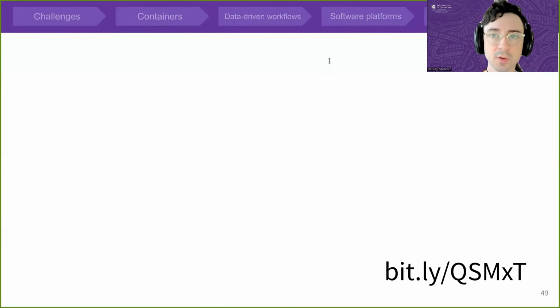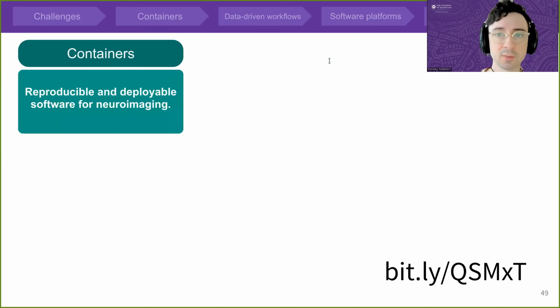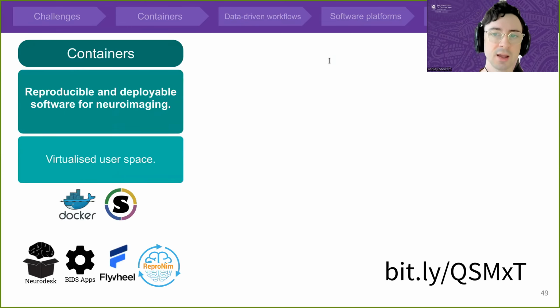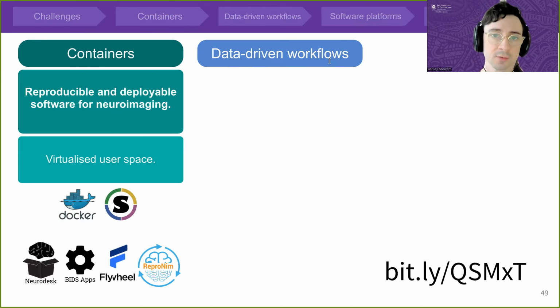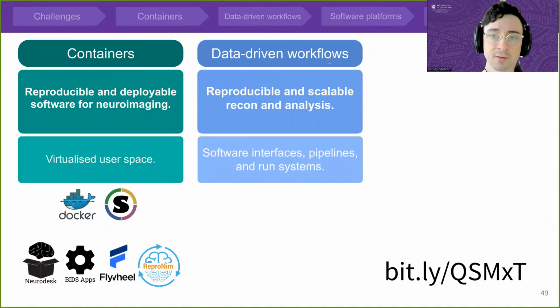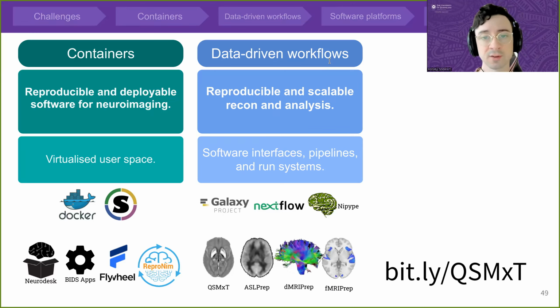So just to summarize before we finish, and this would be a useful slide to take a photo of once it's all visible. We've talked about software containers, which provide reproducible and deployable software for neuroimaging by virtualizing the user space. And for this, we need a container engine like Docker and containers that we could get from any of these repositories. We also talked about data-driven workflows and how they help us create reproducible and scalable reconstruction and analysis pipelines, relying on software interfaces, pipelines, and run systems. So some of the projects supporting these include Galaxy, Nextflow, and Nipype, with workflows you could use like QSMXT and fMRIPrep.